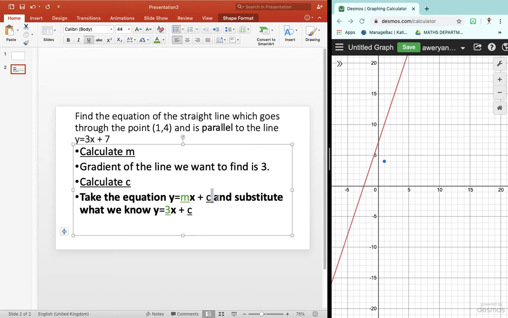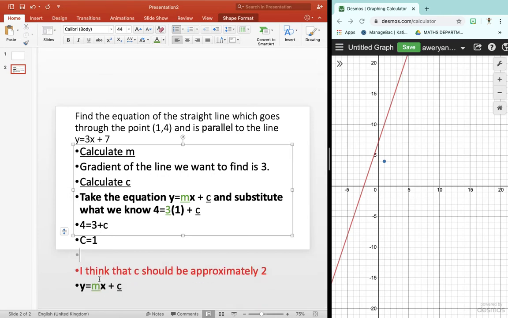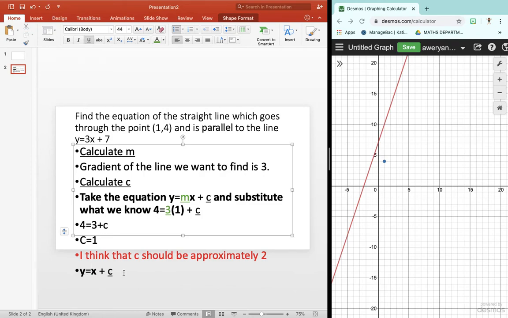So let's do the following. y with the number 4 and x with the number 1. Remember, 3x is 3 lots of x. We're going to do 3 times 1. And all we need to do is solve for c. So we're going to say 4 is equal to 3 + c. And then solve that equation. We could do that using the y = bit of the calculator, but you should be able to see that c is equal to 1. Nice and easy. So now we've actually got our answer. We know m is going to be equal to 3. We worked that out in the first section here. And then c is equal to 1.